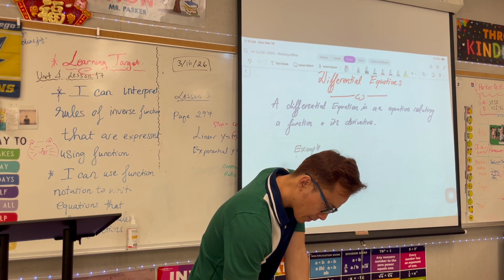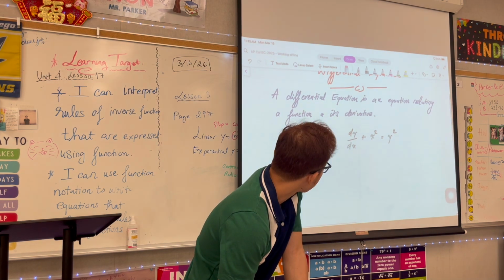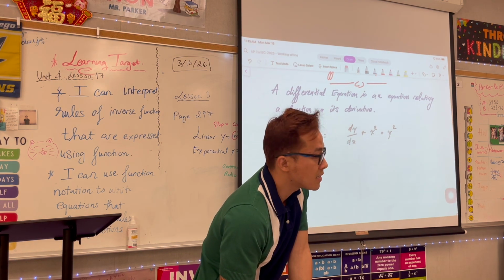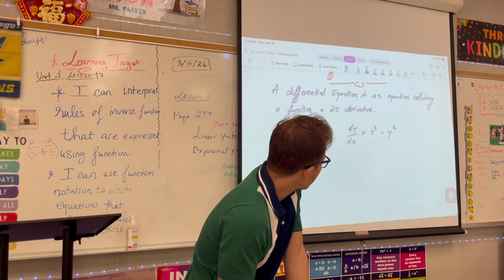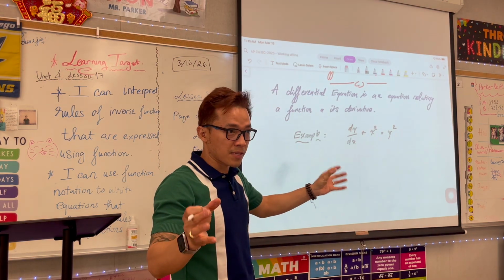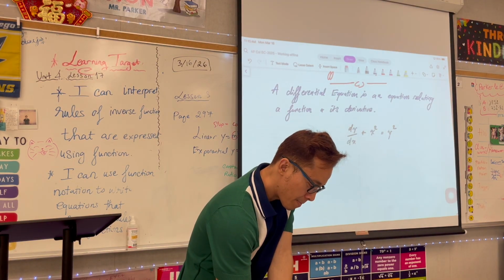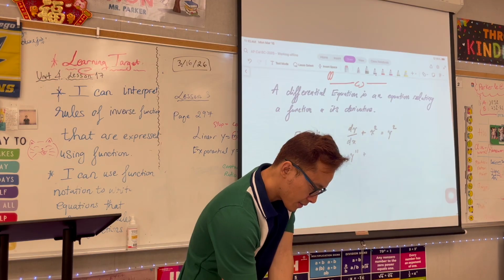Differential equation? The part is implicit derivative. That means you're taking the derivative of both sides. But this one you're going to solve it. You've seen that before, right?